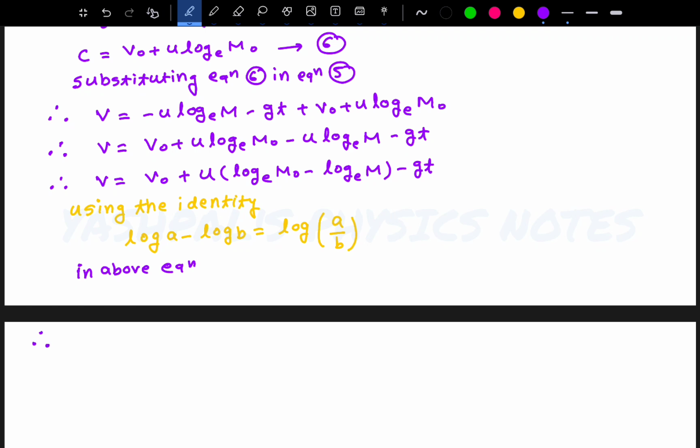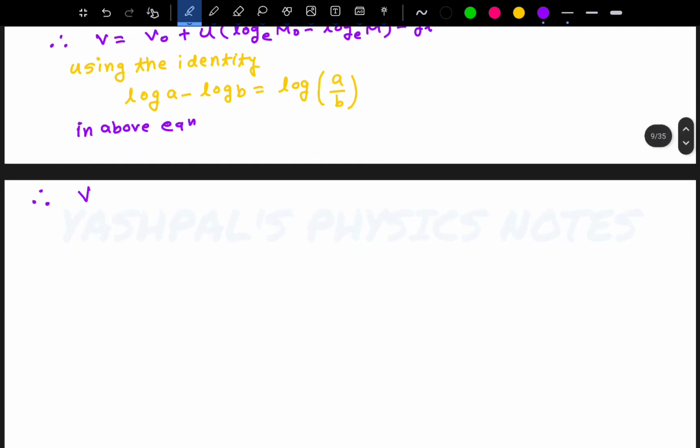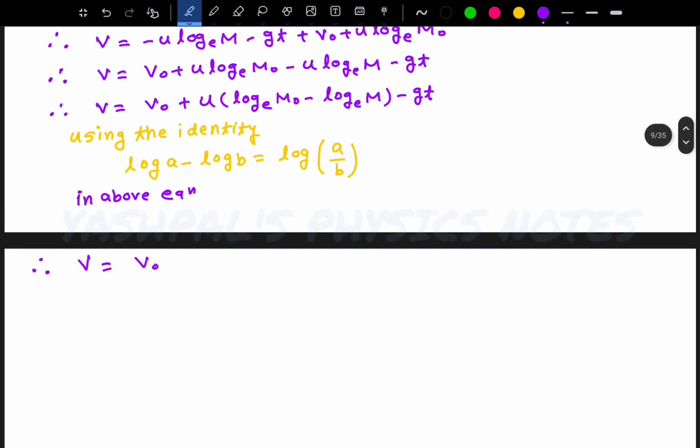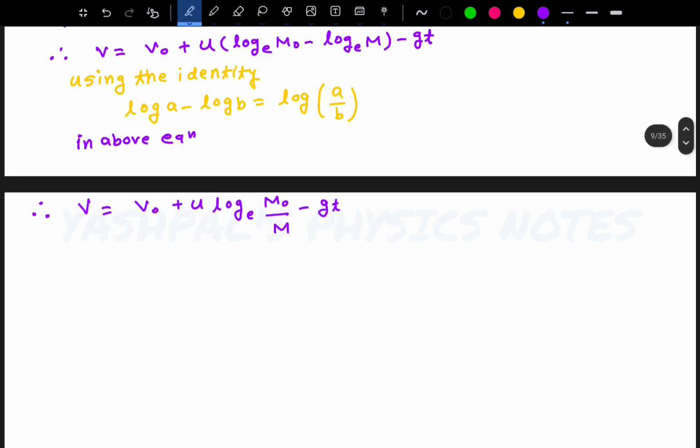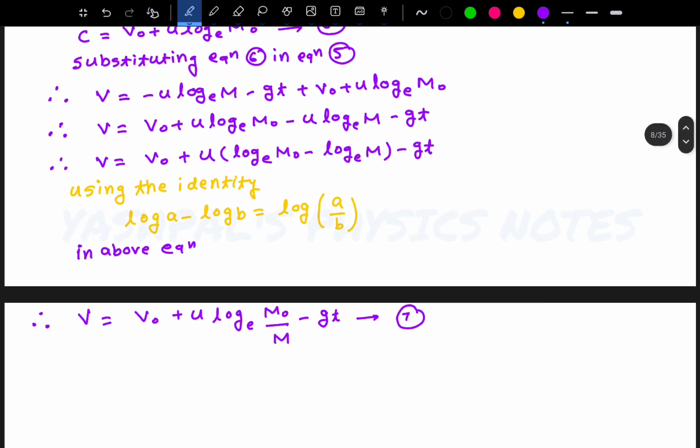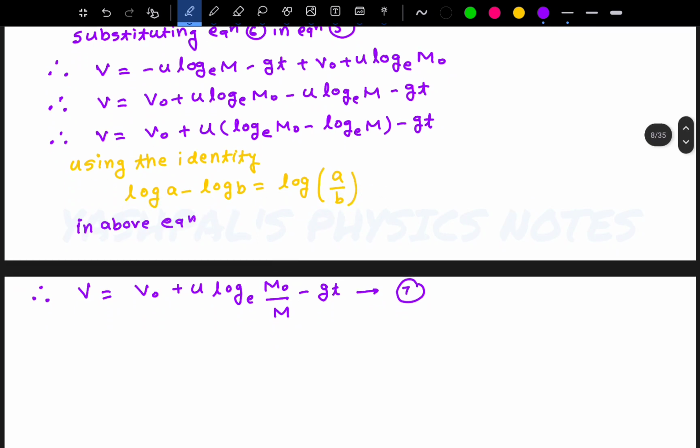So therefore capital V is equals to v naught plus u. Now here I am writing the identity log a minus log b is equals to log a upon b. So it will become log to the base e m naught upon m and minus gt as it is. So this gives equation number 7. So this can be considered your final equation, that is, the velocity of the rocket.